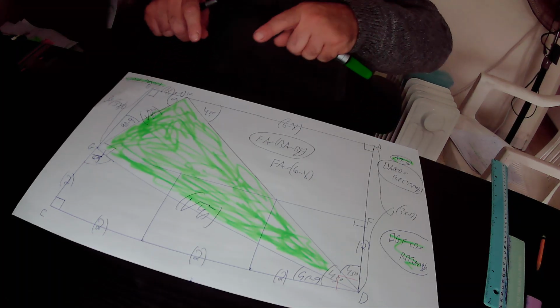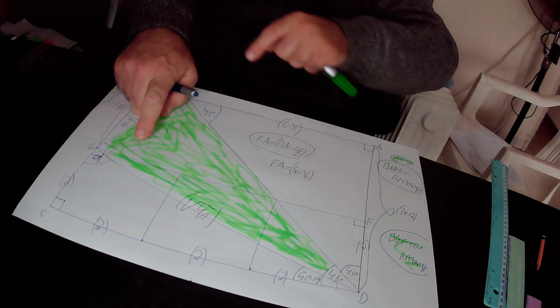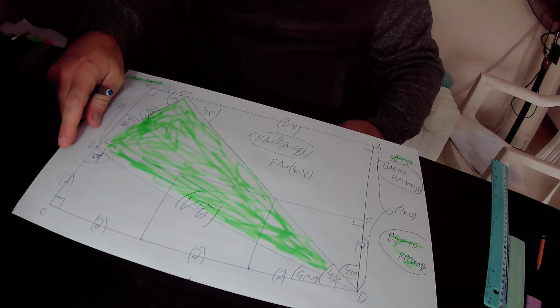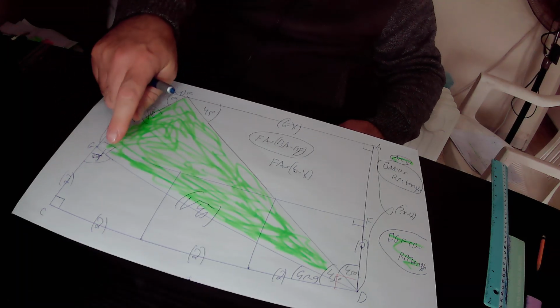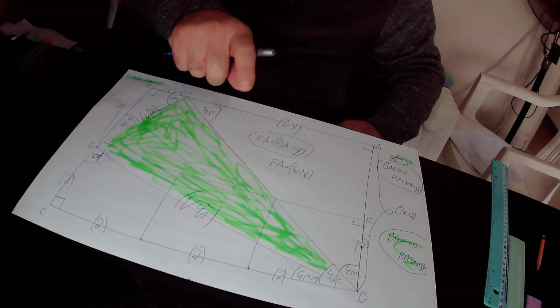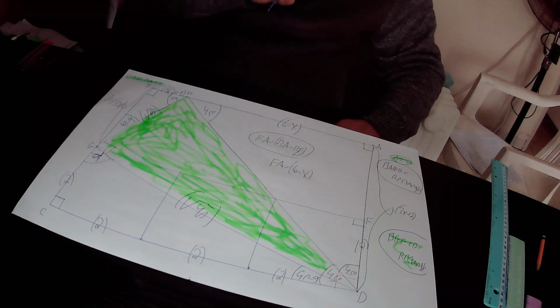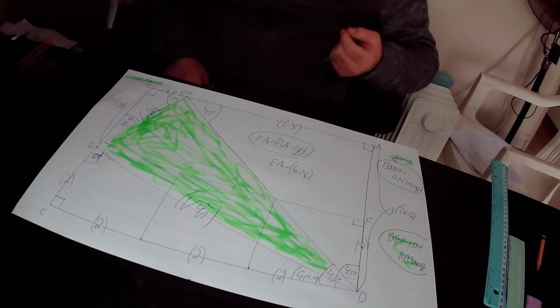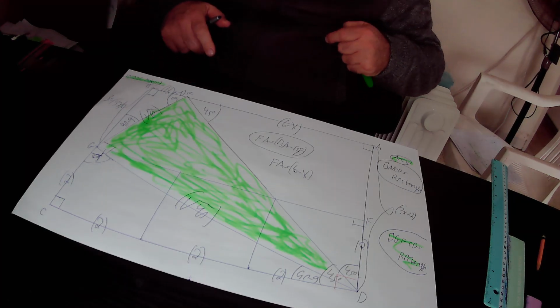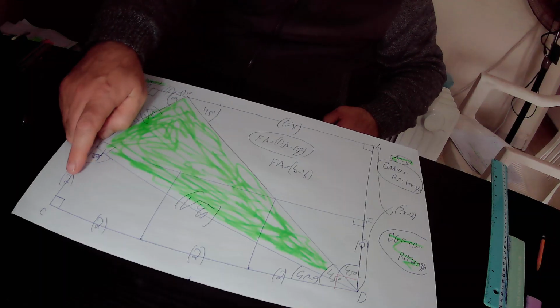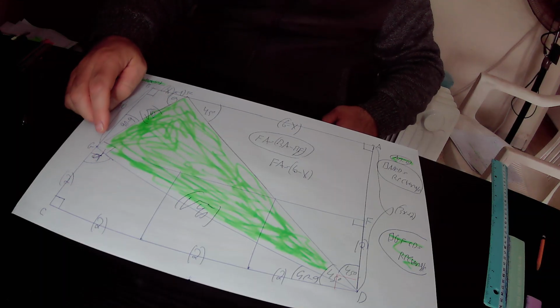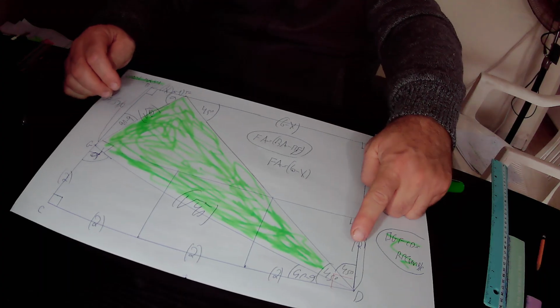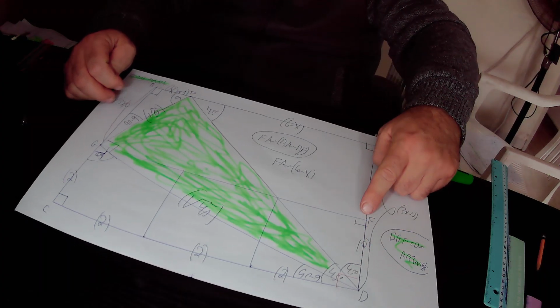So we have here three identical squares. The length of one side is 2, therefore the length of all the other sides of all the squares must also be equal to 2. And this is a square, therefore this angle is a right angle. This also is a right angle. In this square, this is a right angle, and this is also a right angle.